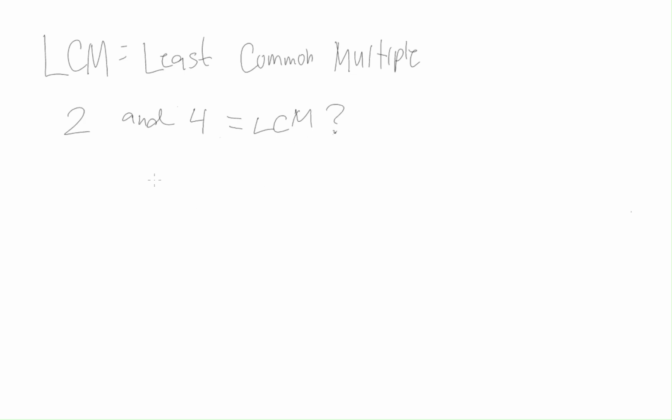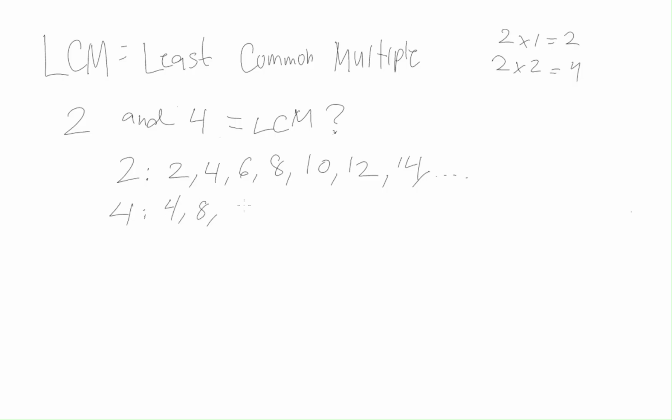To find the LCM, we can use the method of listing down its multiples. In the multiplication table of 2, that's just 2, 4, 6, 8, 10, 12, and 14, and so on, right? Because in our multiplication tables, 2 times 1 is 2, 2 times 2 is 4. We just listed it down. Then our next number is 4, and we're going to list down the multiplication table of 4. So basically, that's just 4, 8, 12, 16, and so on.